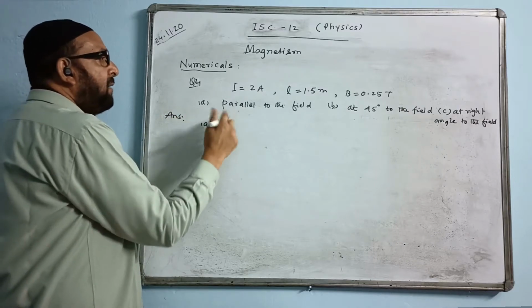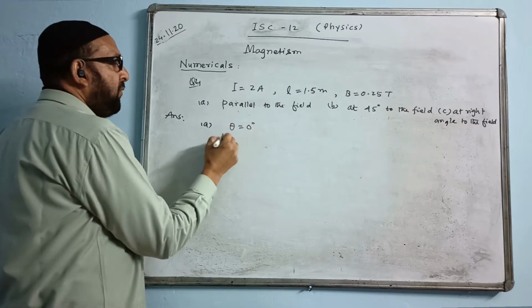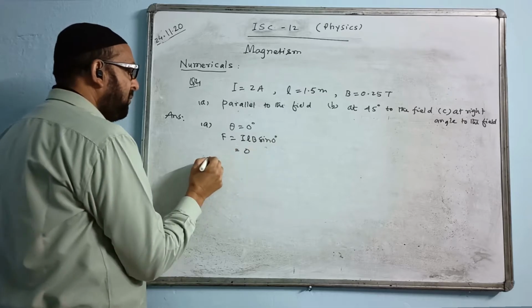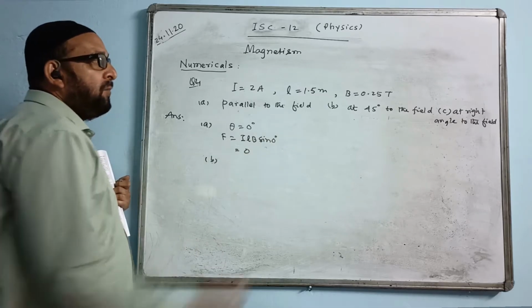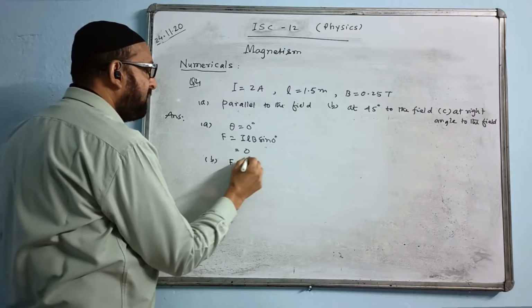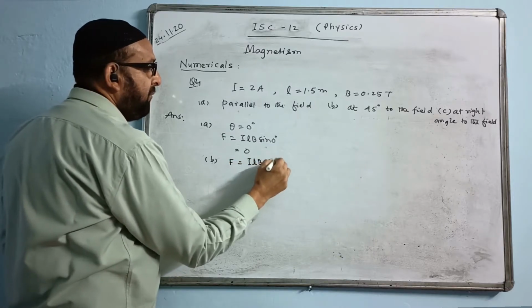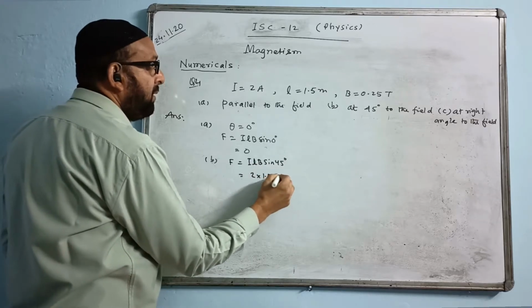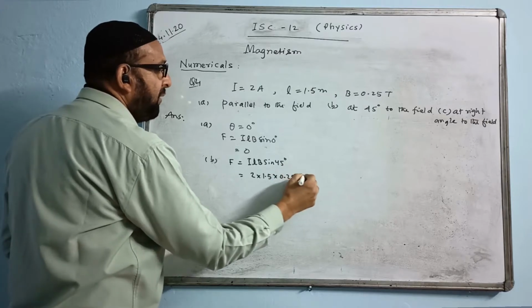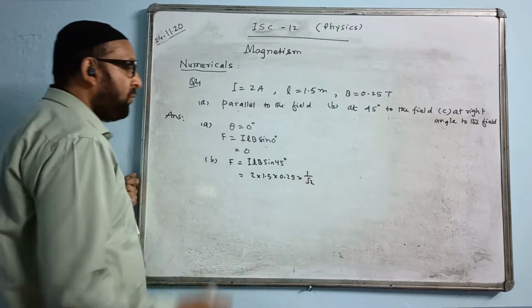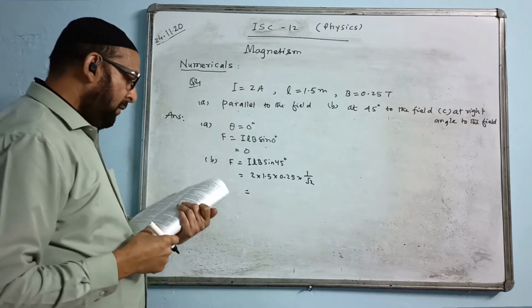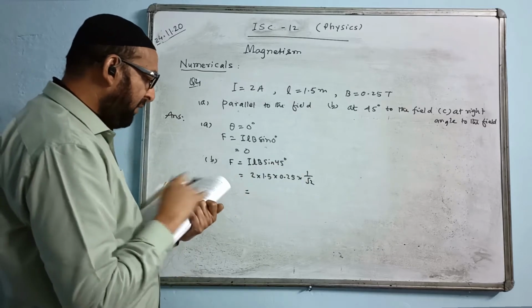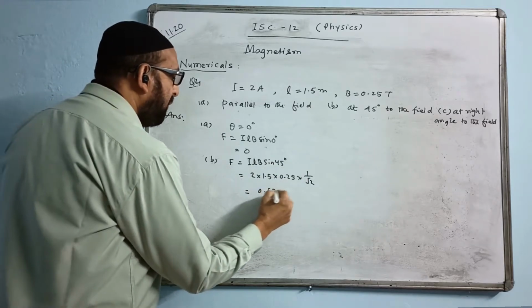First part. Parallel means theta value is how much? 0 degree. So the formula is like this, ILB sin 0. Sin 0 will make everything 0. The answer is 0 directly. Next case, 45 degree angle: F is equal to ILB sin 45 degree. Put the value 2, length is 1.5, B is 0.25. For sin 45 you can use a calculator or you can add the value 1 by root 2 and calculate. Multiply everything and write down the final answer. The final answer will come 0.53 Newton.